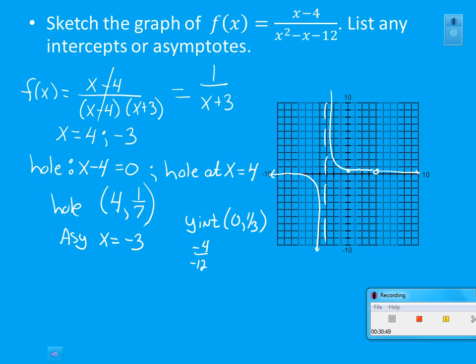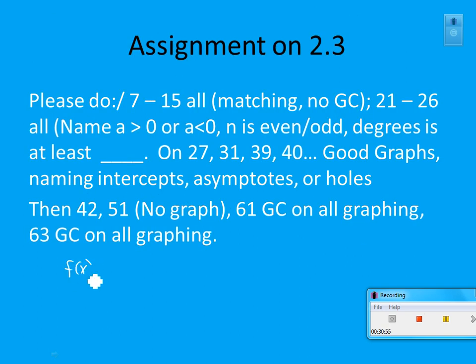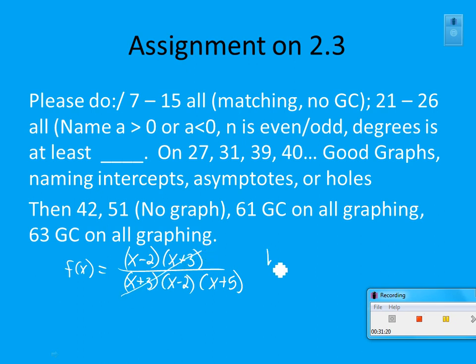On this slide, I have the assignment. I'll also do this to you, though. Pretend that you saw something like this, just to try to help you out on when there's a hole, when there's an asymptote. Pretend that you had something like that. The ones you can cancel out, there's going to be a hole when that point equals 0. So I could cancel out this x plus 3.